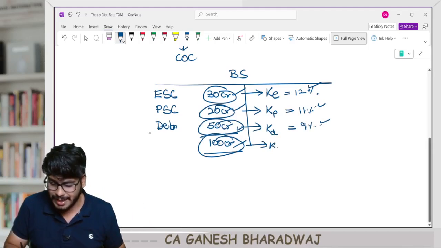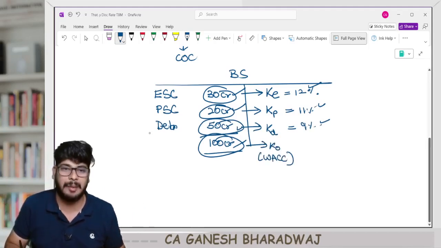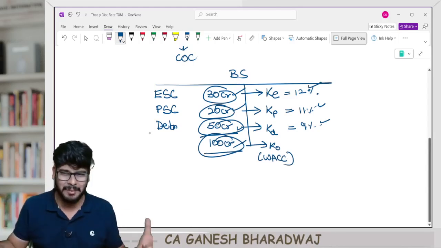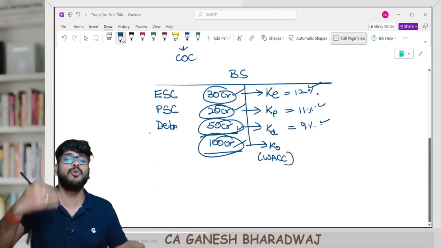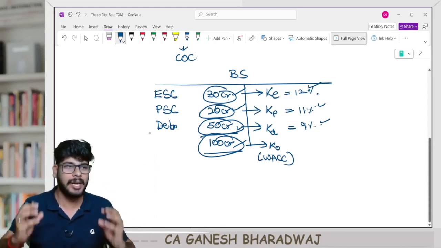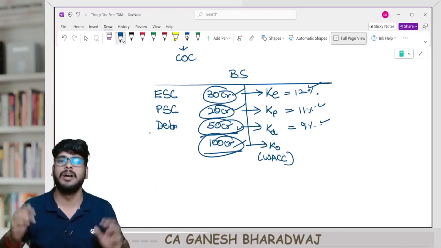That is called as Ko, or popularly known as weighted average cost of capital. It's called WACC. That is nothing but a weighted average of each different source of finance. How to compute, we will be seeing it later. Right now, I'm still at the introductory level. Are you clear with this?